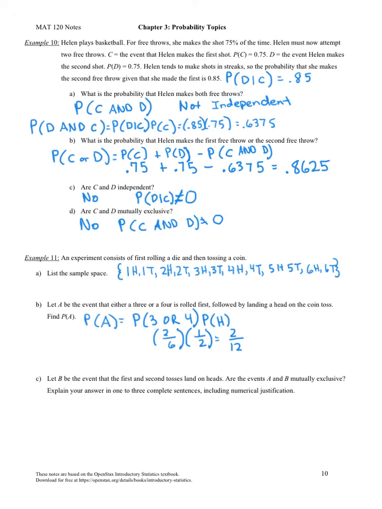For letter C, we're told that event B means that when we toss the coin the first and second time, it lands on a head. And we want to know if event B is mutually exclusive from event A, where a 3 or 4 is rolled and then it's followed by a head. And in this case, the answer is no. These are not mutually exclusive because these events can occur at the same time.